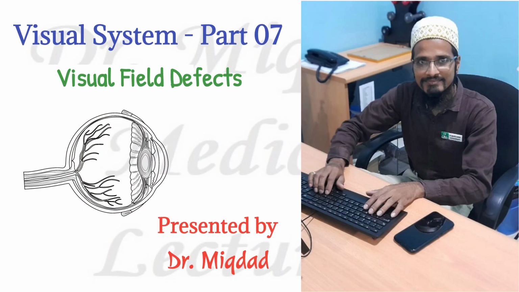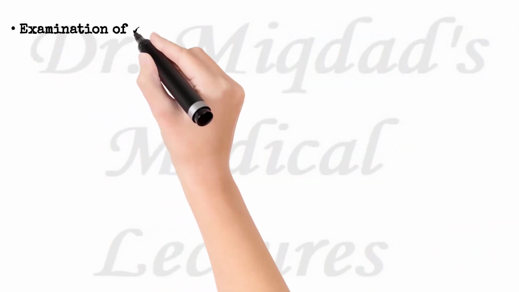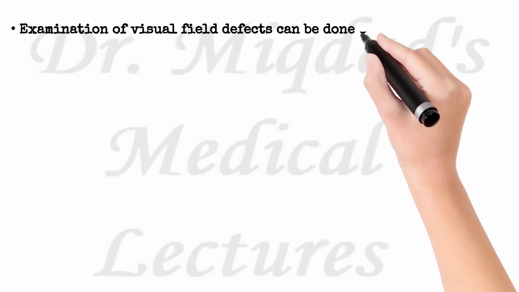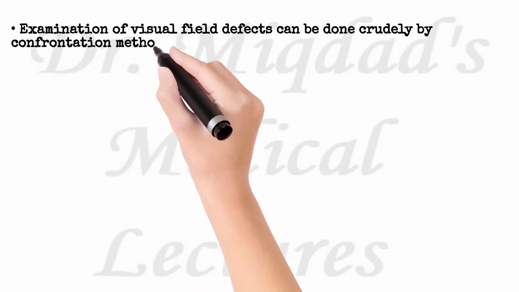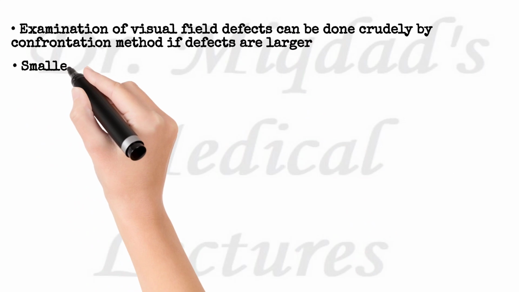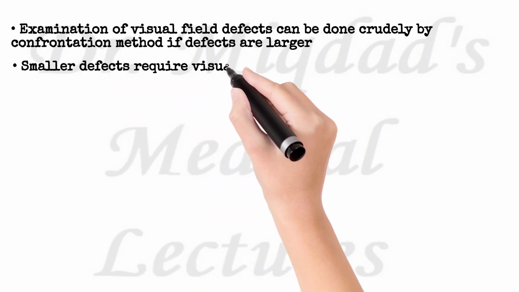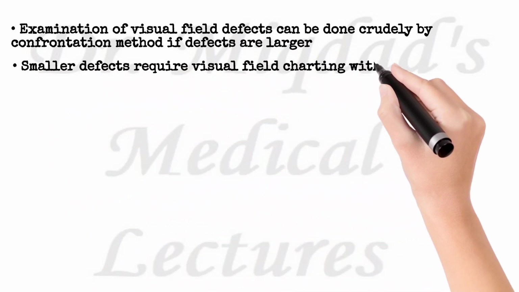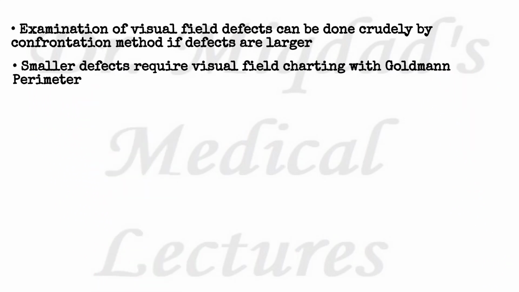So the first point is examination of visual fields. It can be done crudely by the confrontation method if defects are larger. But smaller defects require visual field charting with the Goldmann perimeter.